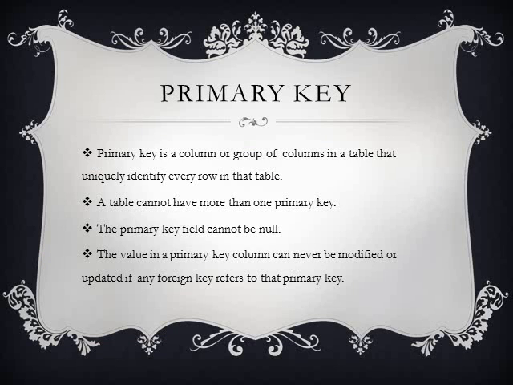Primary key. A primary key is a column or group of columns in a table that uniquely identify every row in that table. And these are the basic important points for primary key. A table cannot have more than one primary key, and a primary key field cannot be null. Basically, a primary key is selected from the set of candidate keys.